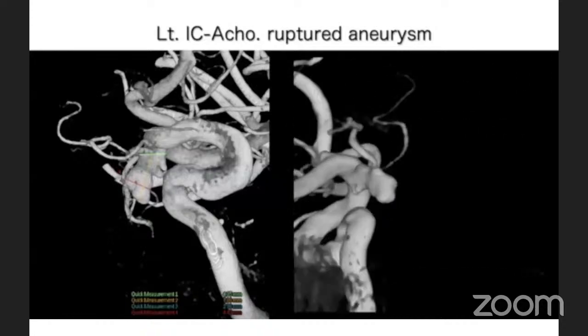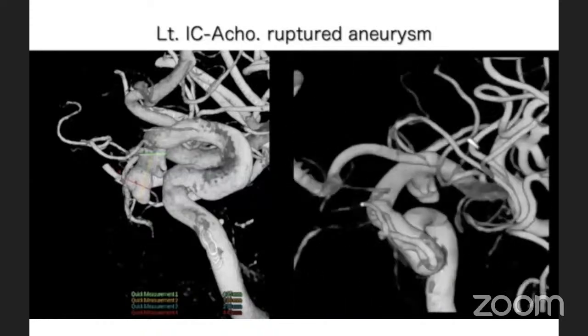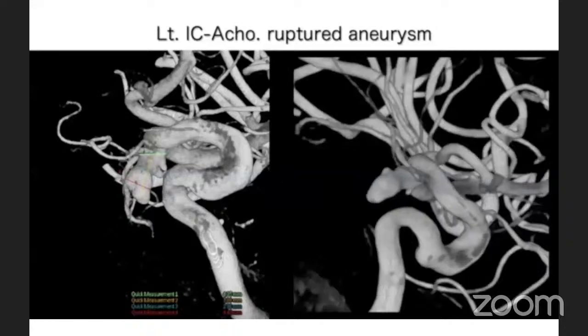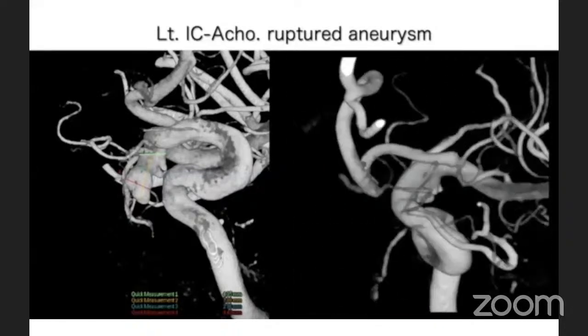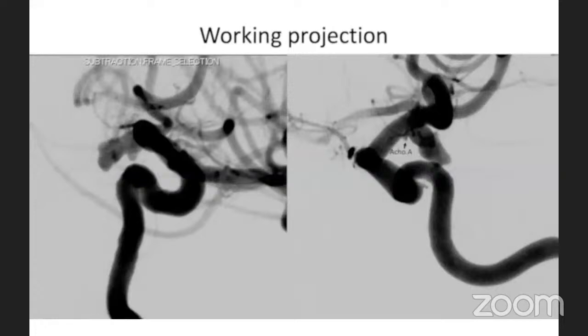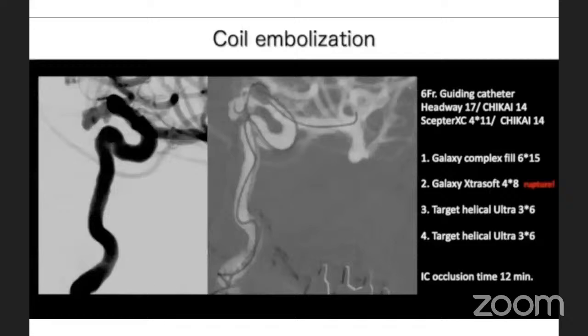This is left IC anterior choroidal artery ruptured aneurysm. It's very irregular shape with multiple blebs. This is a working projection. We can see aneurysmal neck and the orifice of anterior choroidal artery. First coil, Galaxy complex filled 6x15 was inserted with balloon-assisted technique.